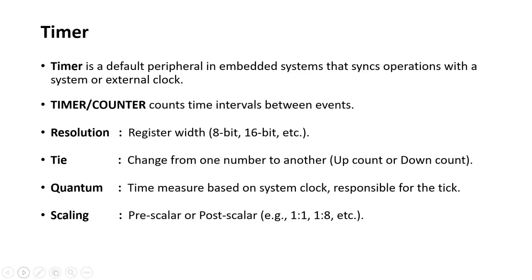Tick. Change from one number to another number, such as up count or down count. Quantum. Time measured based on system clock responsible for tick. Scaling. In the scaling there are two types. First is pre-scaler or post-scaler. It means 1 by 1 or 1 by 8, etc.